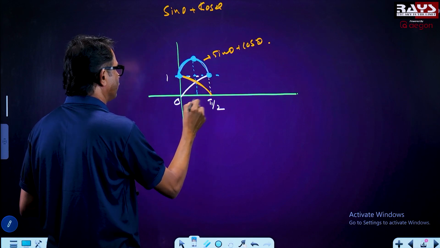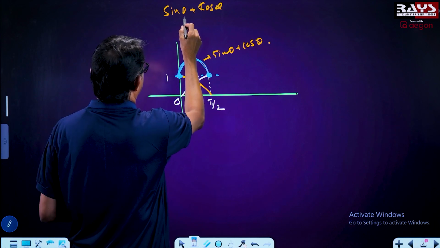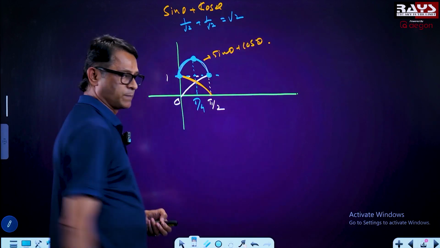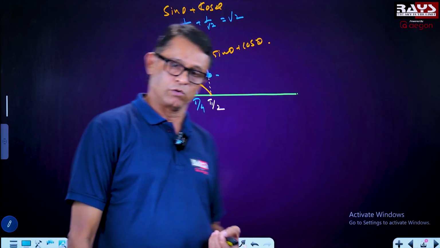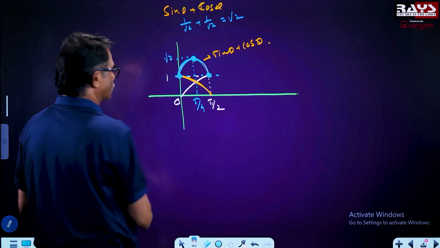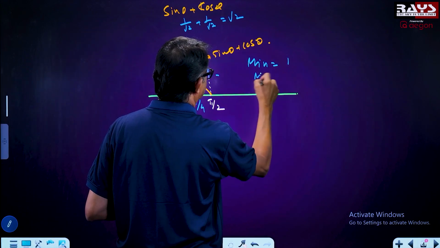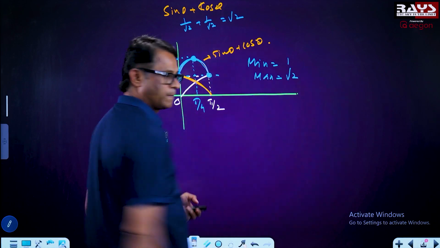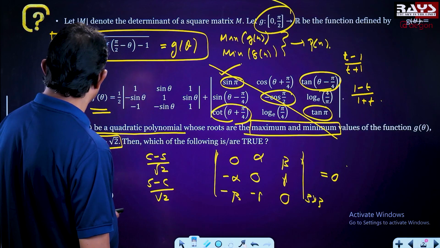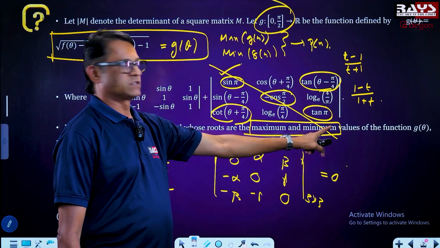This is pi by 4. And at pi by 4, the value is 1 by root 2 plus 1 by root 2, that is equal to root 2, because cos pi by 4 plus sin pi by 4. So the maximum value is root 2. The minimum value is equal to 1 and the maximum is equal to root 2. Now let us come back to this question. Let P of x be a quadratic polynomial whose roots are the maximum and minimum values of this function.